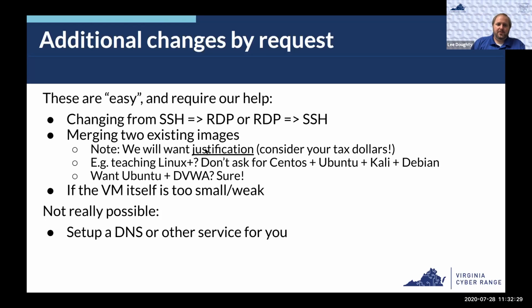We're also able to merge two existing images, but that comes with the caveat that we want you to consider the tax dollar cost, or if you're on the US cyber range, what it actually costs, since that'll pass through. So we'll look for justification if you want to add something to the Virginia Cyber Range that's merging them together.